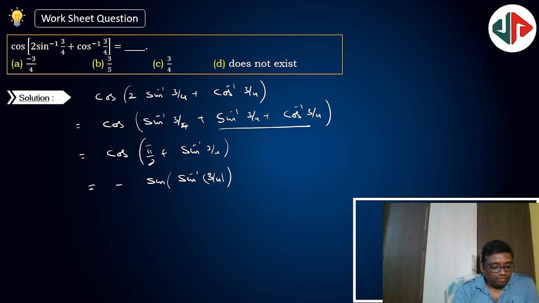Sine inverse of 3 by 4. So your answer is minus 3 by 4.